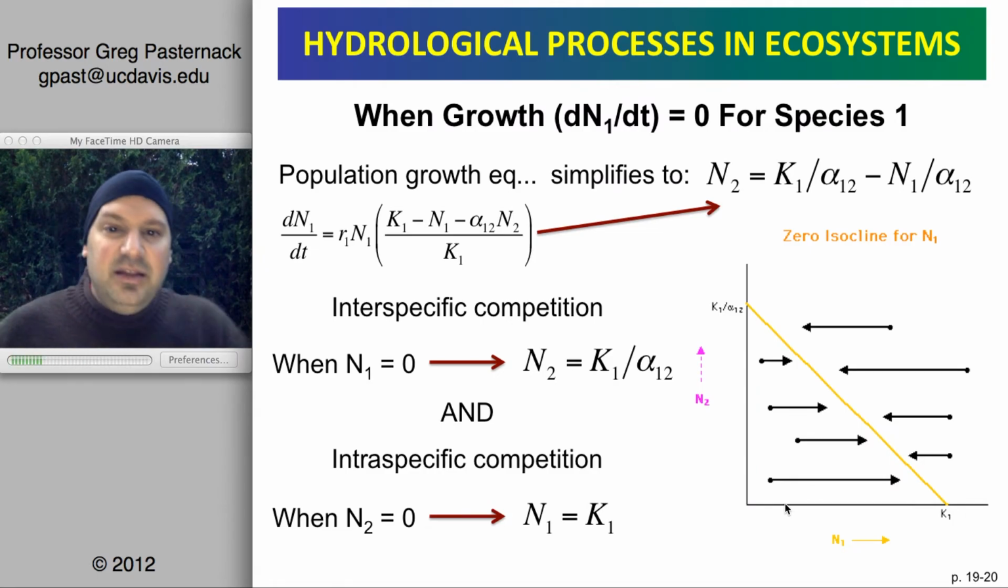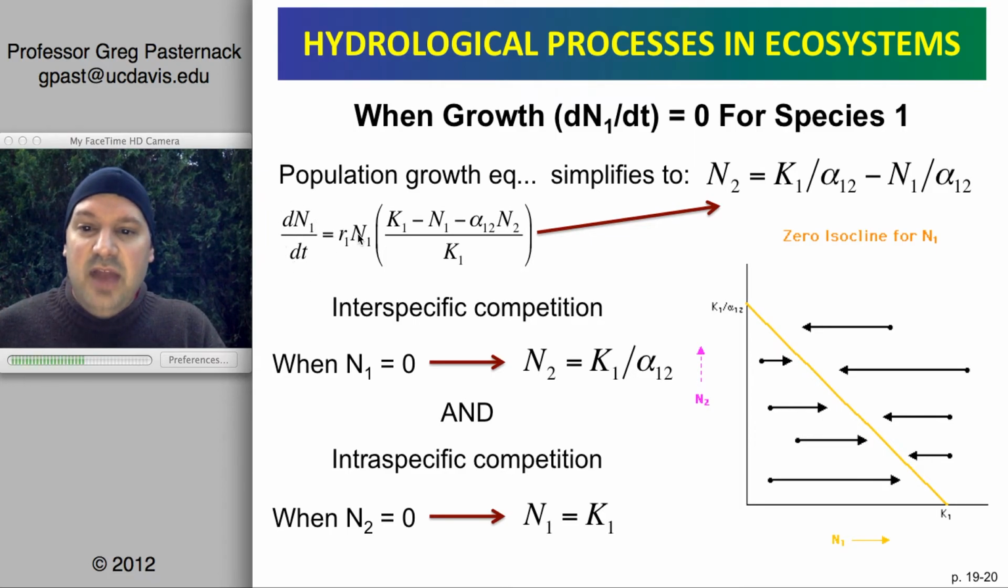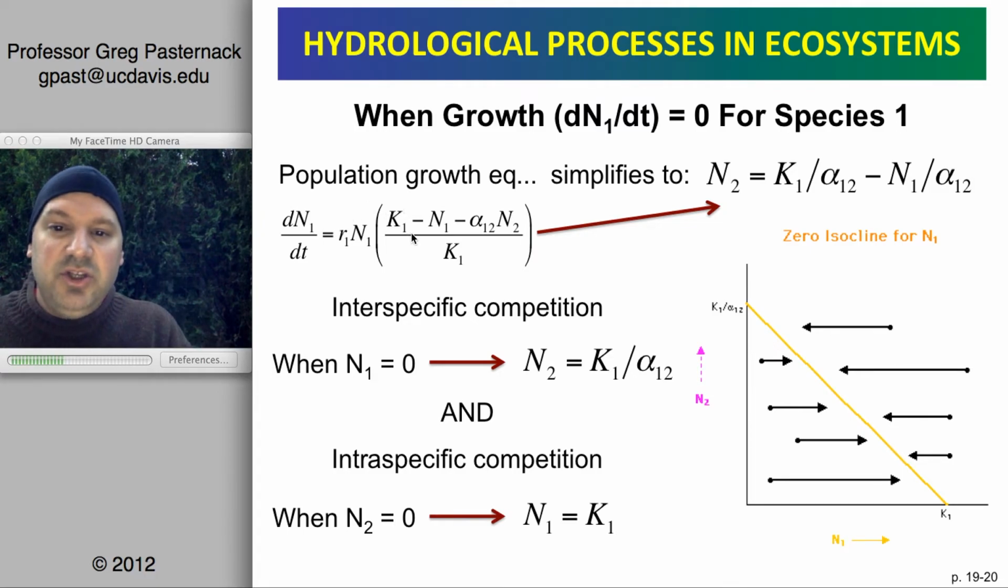Now let's take the first equation. Let's let the growth rate equal 0. So if we set that to 0, then we can divide both sides of the equation by R1N1. 0 divided by R1N1 means 0, so that goes away. Similarly, we can take K1, bring it over. 0 divided by K1 is 0, so that goes away. So we're just left with what's inside here equals 0.